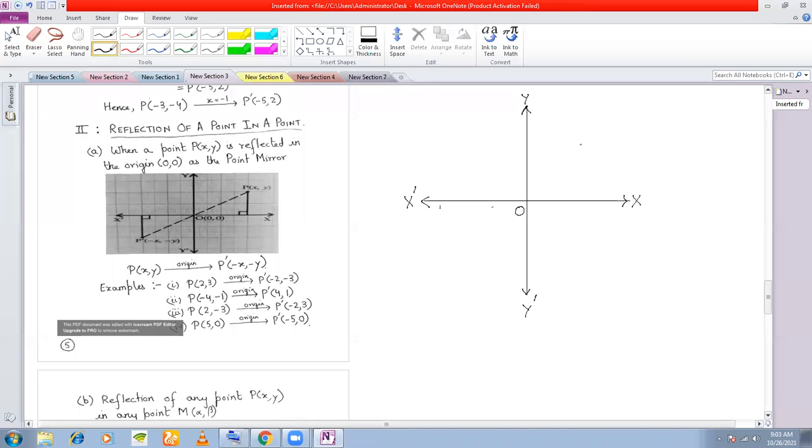Okay, so suppose you have a point P(x, y), and I want to reflect this point in a point mirror, and the point mirror here is the origin. So what I'll do is, with the help of a straight line, join these two points, preferably with a dotted line. Now I'm going to measure this distance here. Once I've measured this distance, I'll produce this line up to the same distance.